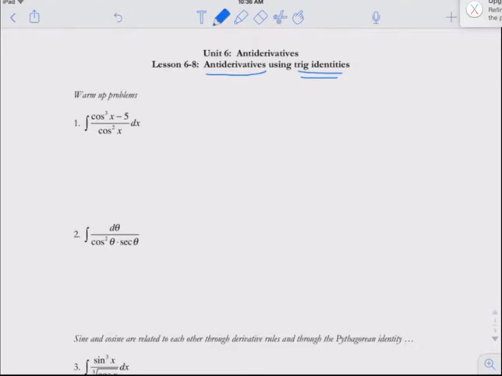And problem number one is actually relatively straightforward. You might try to think, do I have a u substitution? Do I have an inside function? You'd have to have u as cosine, but there's no sine to be your du. And so that's just not going to work. What other options do you have?